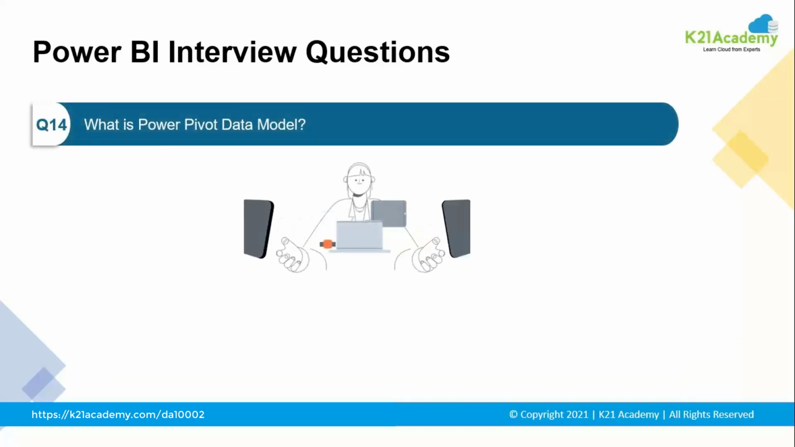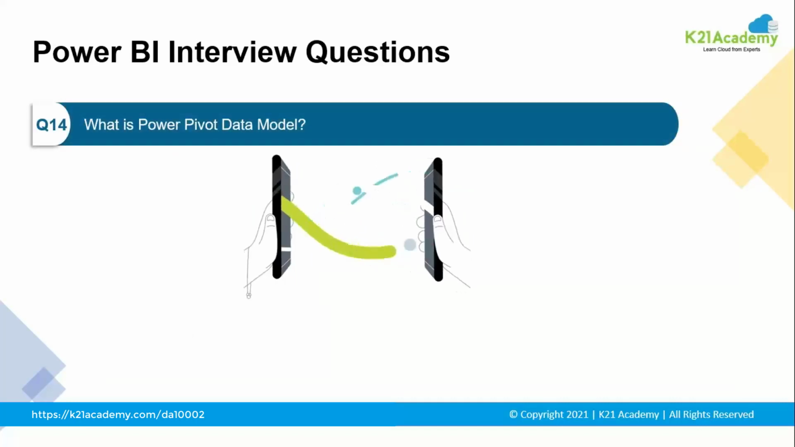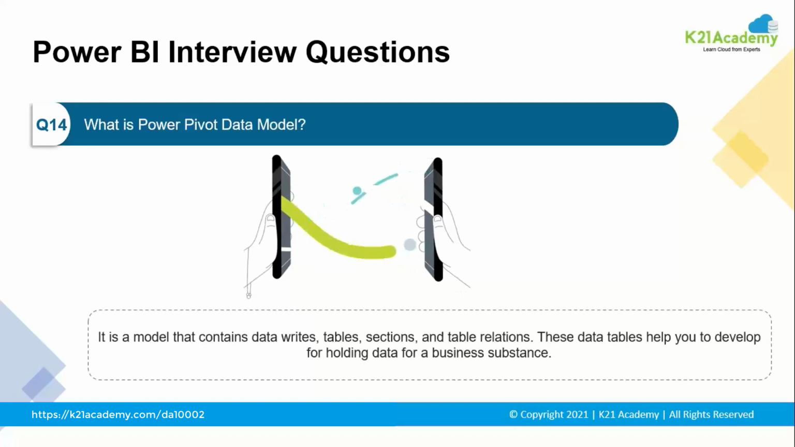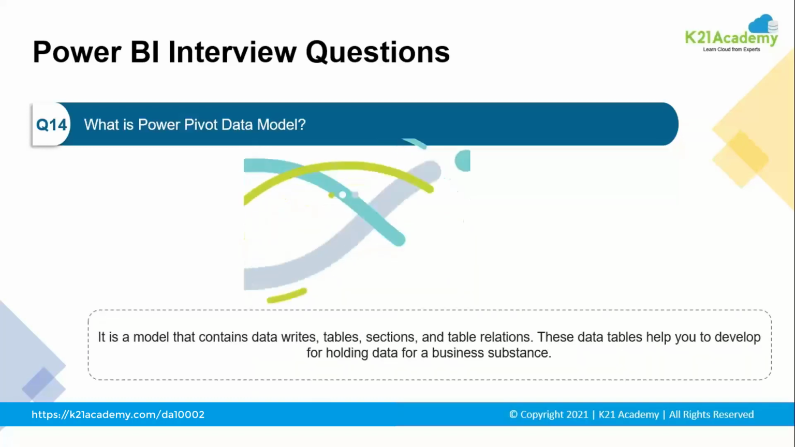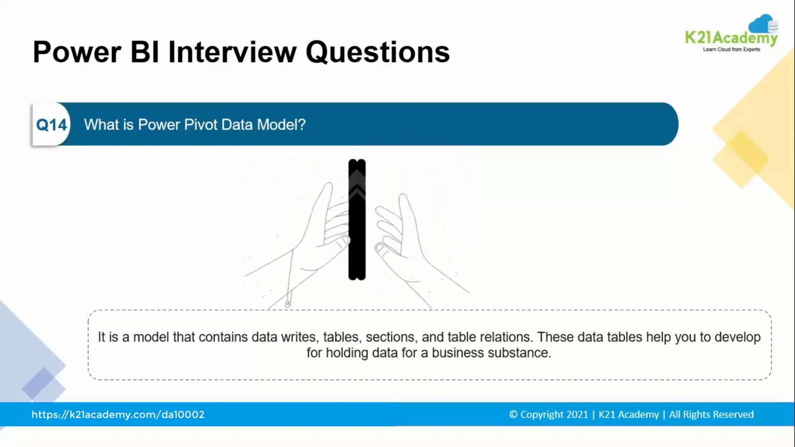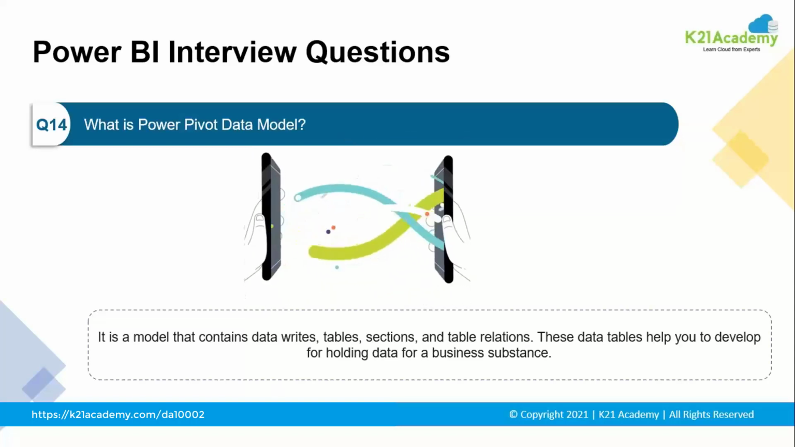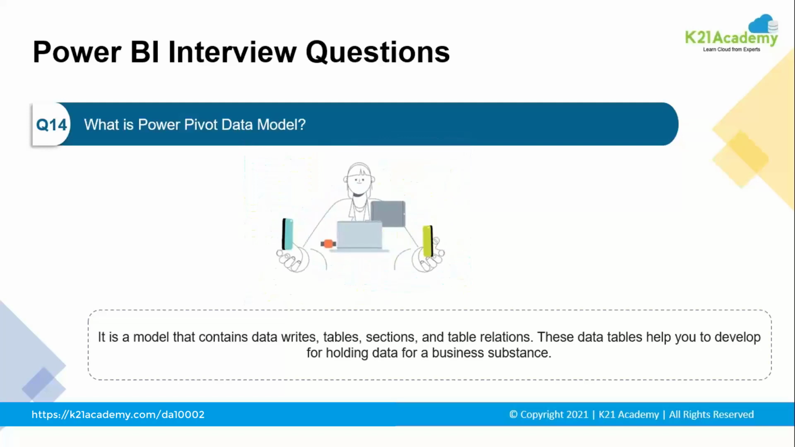Moving on to the next one, what is the Power Pivot data model? Well, it's a model that contains data types, tables, sections, and data table relations. These data tables help you hold data for business purposes.